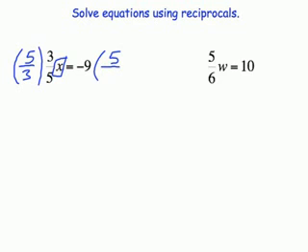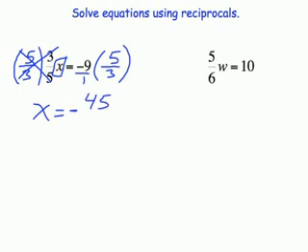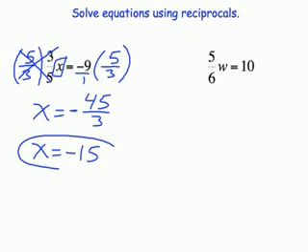On the left-hand side, we take 5/3 times 3/5. It equals 1, so all we're left with is x. On the right-hand side, we have negative 9 times 5/3. Now we're multiplying fractions together. We write negative 9 as negative 9 over 1, and multiply across the top. Negative 9 times 5 is 45. 1 times 3 is 3, and because it's negative 9, it's still negative. 45 divided by 3 is 15, so x equals negative 15.